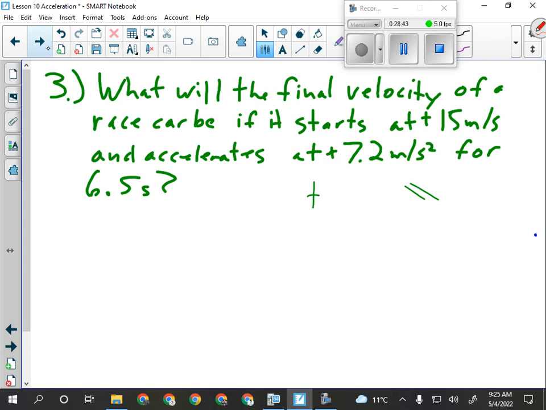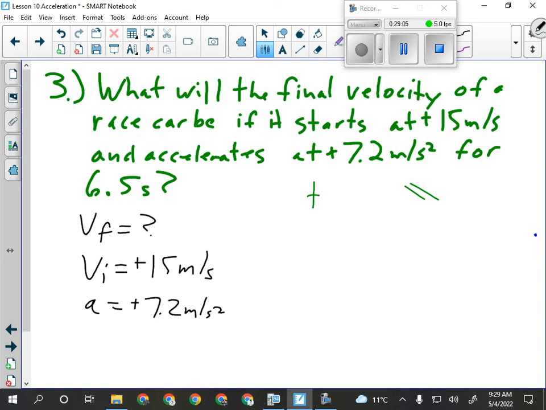This one you're looking for final velocity. So on this one, we're looking for VF. We're told that it starts at positive 15 meters per second. So this is the first time we've had a question where VI wasn't 0. It accelerates at positive 7.2 meters per second squared for 6.5 seconds. So those are our givens. We have time, acceleration, and initial velocity.